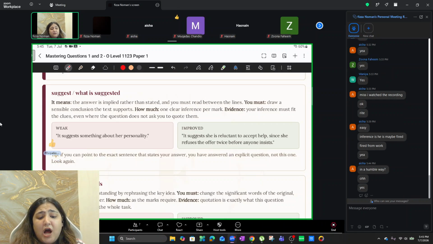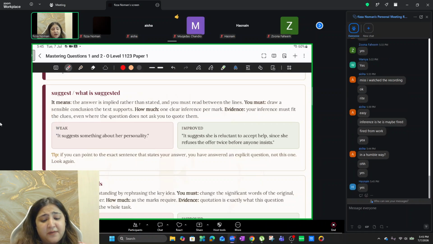Okay. So how much? One clear inference per mark. 1 marker, 2 marker, 3 marker, depending on that. Evidence: your inference must fit the clues, even when the question does not ask you to quote them. It's important that we do that. So it suggests something about her personality. That's a weak answer. It suggests she is reluctant to accept help since she refuses the offer twice before anyone insists. So if you can point to, now I'm giving you proof, right?